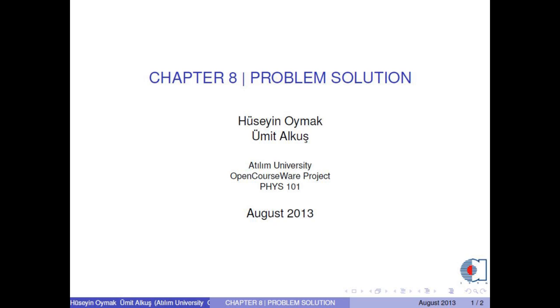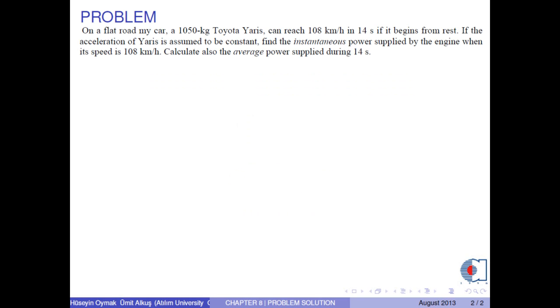In this video, we will solve one problem in Chapter 8. On a flat road, my car, a 1050 kg Toyota Yaris, can reach 108 km per hour in 14 seconds if it begins from rest. If the acceleration of Yaris is assumed to be constant, find the instantaneous power supplied by the engine when its speed is 108 km per hour. Calculate also the average power supplied during 14 seconds.